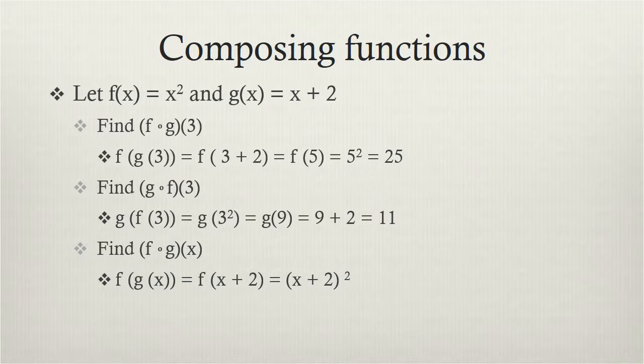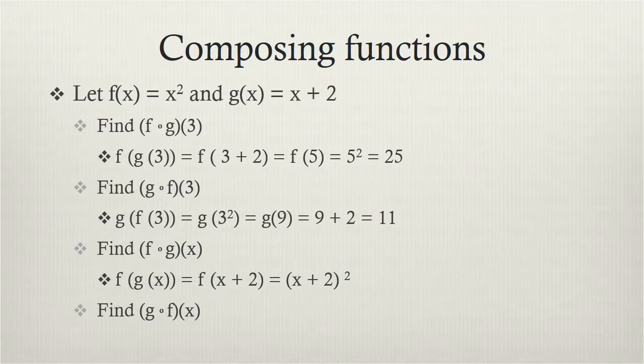Okay, so f of g of x. Well, g of x is x plus 2. So that means we're going to take x plus 2 and put it in the place of x, which means we're going to square it in f. So we get x plus 2 quantity squared. And you can leave it like that. Actually, I prefer it that way because I can see that you know what you were doing.